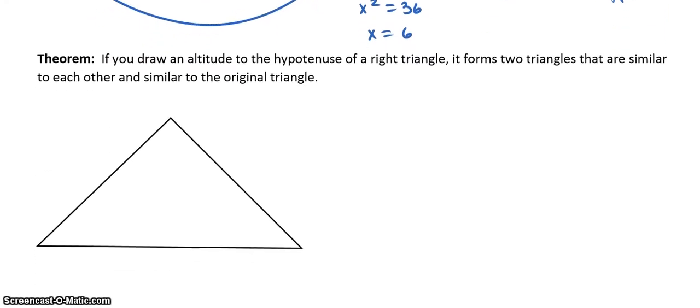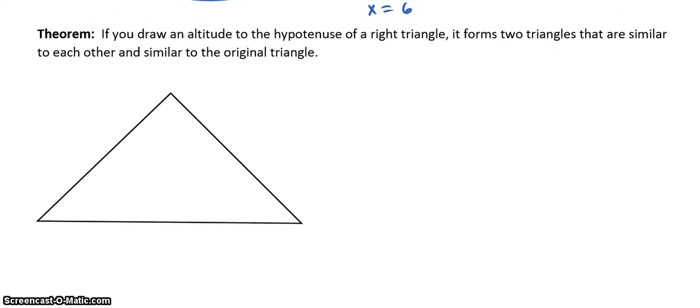Now, theorem. Our first theorem for today says, if you draw an altitude to the hypotenuse of a right triangle, it forms two triangles that are similar to each other and similar to the original triangle. Say what? So we have, if you draw an altitude to the hypotenuse of a right triangle.